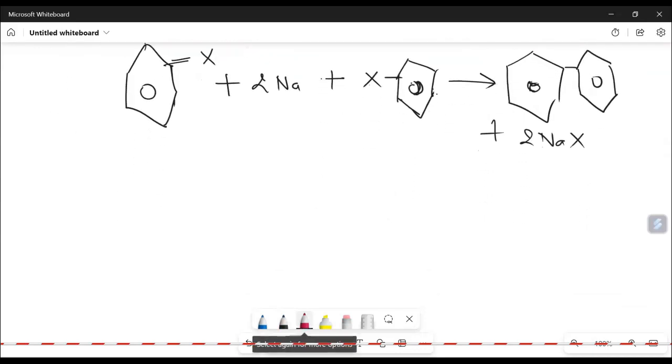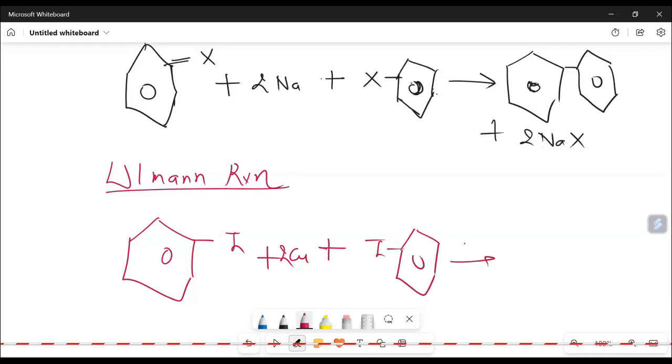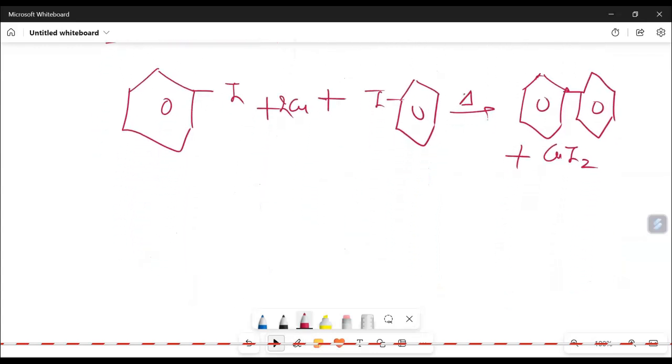Okay. Next reaction we are going to discuss is Ullmann reaction, which is important for JEE perspective. So name reactions are important for CBSE. So you have to take 2 moles of Cu and iodobenzene. Heat it, it will form biphenyl plus CuI2. Okay, so these are the main reactions.